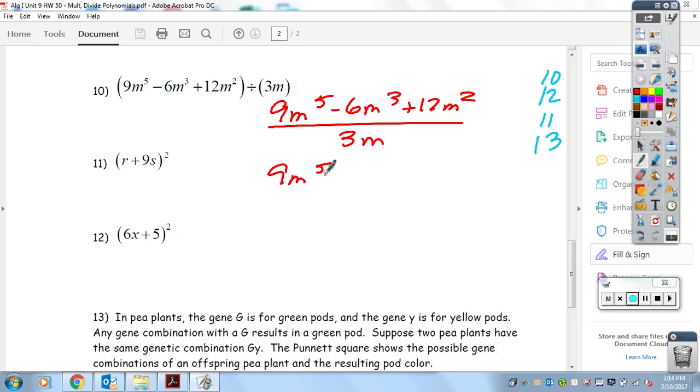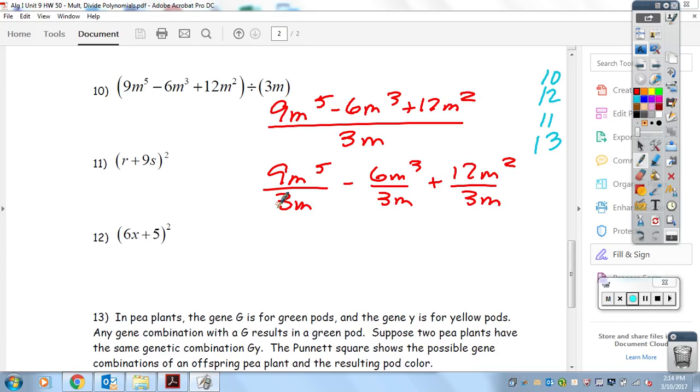9m to the 5th over 3m minus 6m cubed over 3m, this is just adding fractions, you keep the same denominator, plus 12m squared divided by 3m. I mean, you could do this step that I'm about to do. You don't have to, because it's really just dividing each of them individually. You could just divide this. But if this makes you feel better, do this.